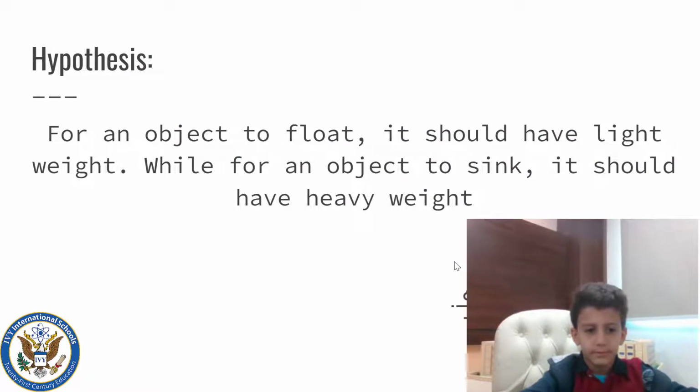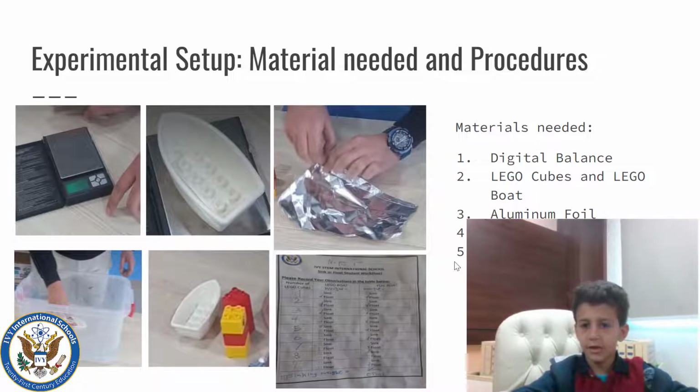Tell me more. For an object to float, it should have light weight, while for an object to sink, it should have heavy weight. What about the materials you needed? I needed a digital balance, Lego cubes and a Lego boat, aluminum foil, a water container, and a sink and float worksheet to write your observation. Yes.